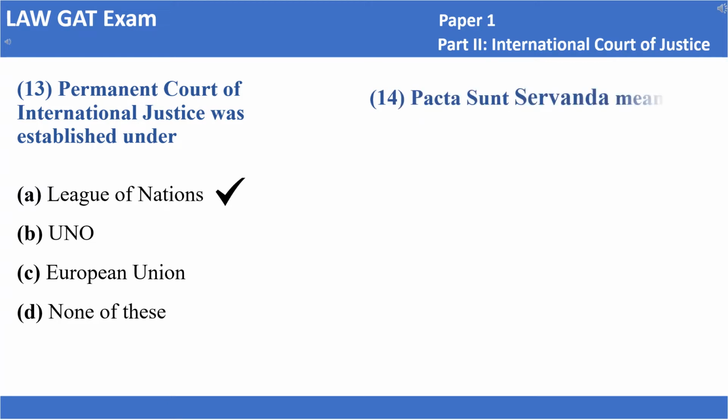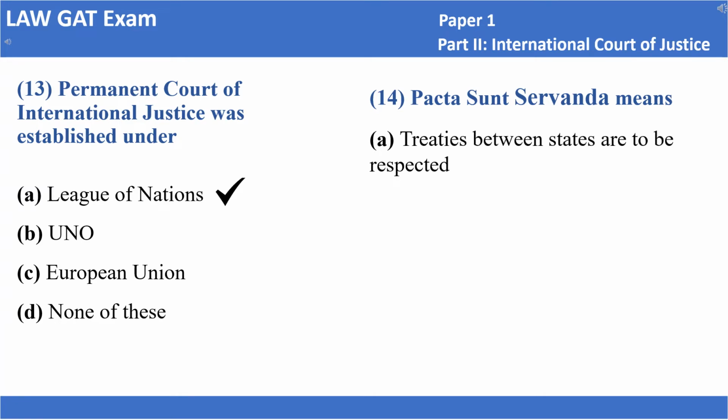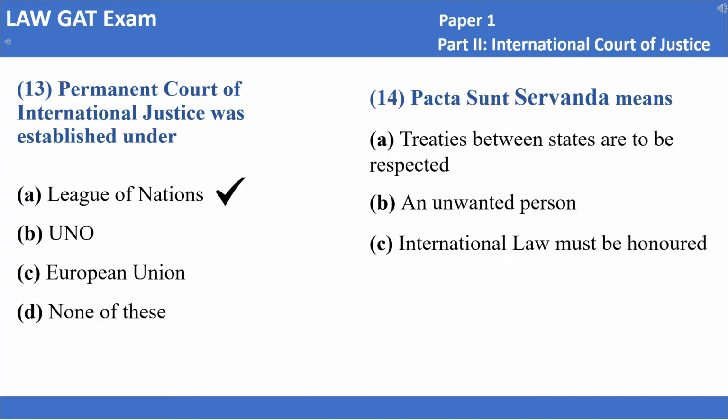Pacta sunt servanda means option A, treaties between states are to be respected, option B, an unwanted person, option C, international law must be honored, option D, none of these. The correct answer is option A, treaties between states are to be respected.